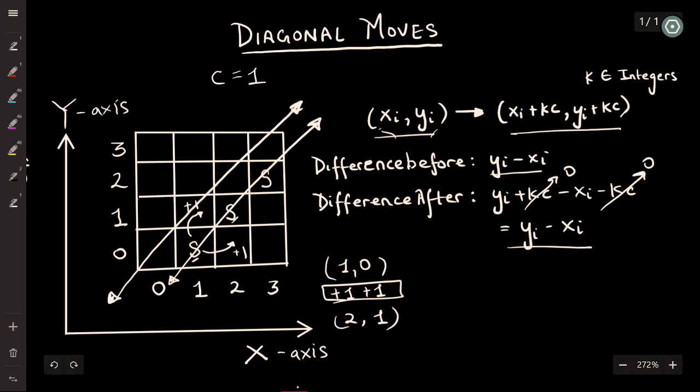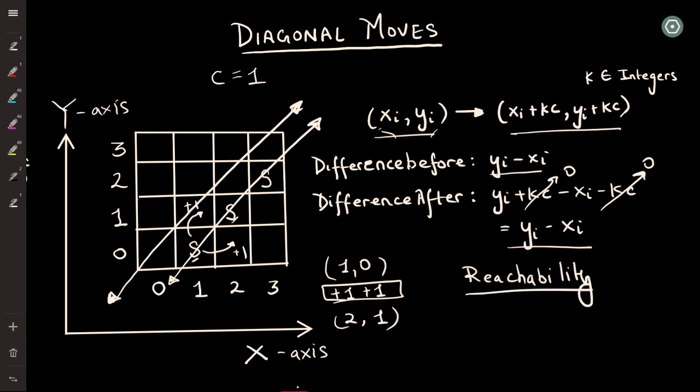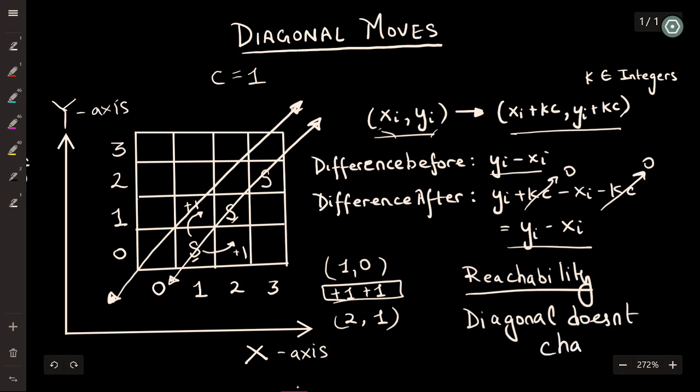So we have figured out the term reachability in terms of diagonal. It's not the only thing that affects reachability, but it's one of the things that does. Because the nature of these moves is such that the diagonal doesn't change, we can explicitly say that the minimum number of checkpoints that we need is at least the number of diagonals.